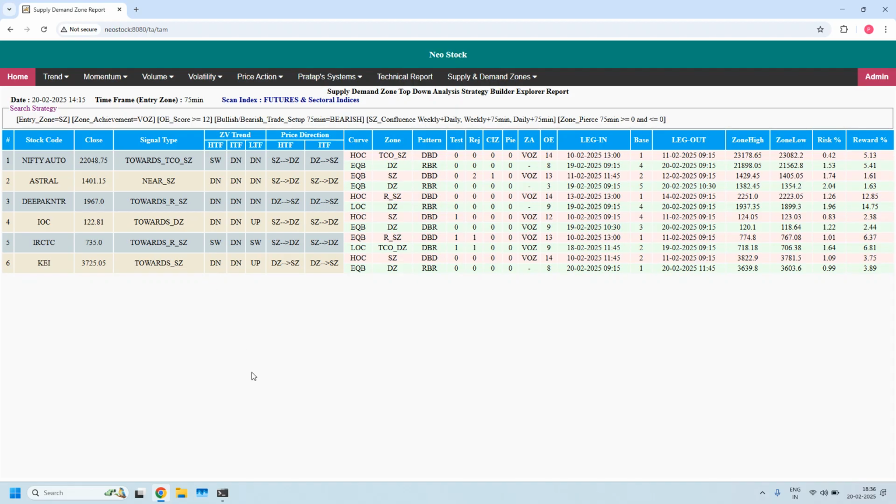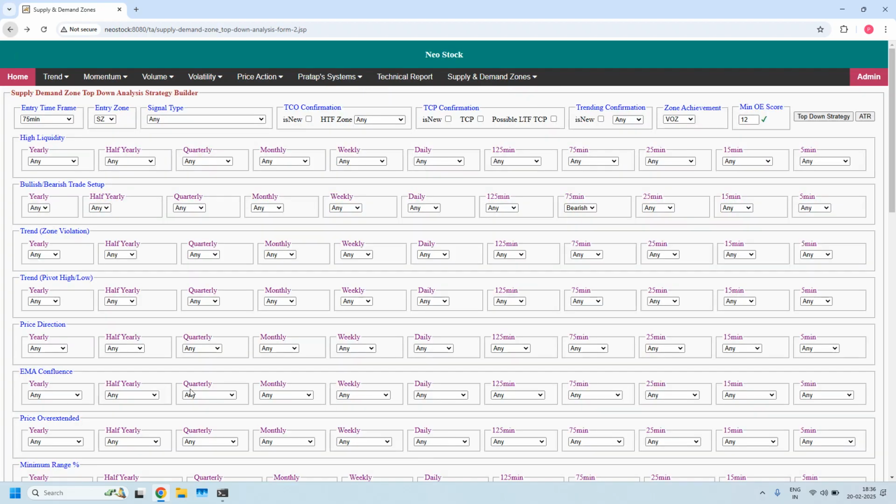Out of these 4 stocks, if the weekly supply zone has weekly EMA confluence, then these 75-minute supply zones have an even higher probability of success. Let's verify. So in the EMA confluence at weekly time frame, I am setting the filter: weekly supply zone having weekly EMA confluence or not.